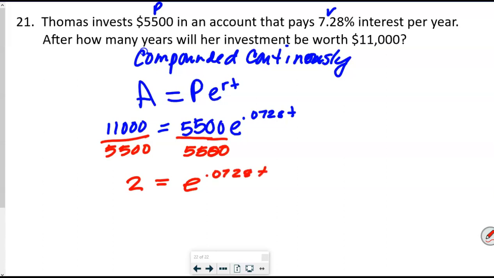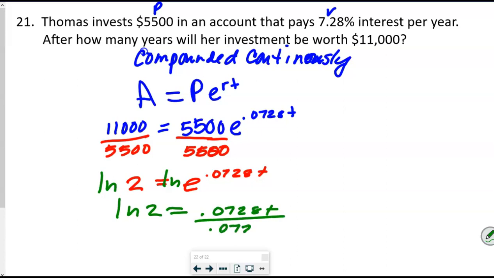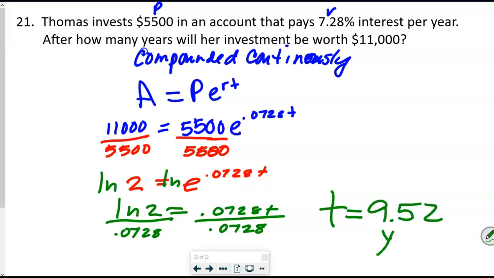How do we get rid of an e again, y'all? We do the ln, right? So we're going to have the ln of 2. ln of 2 is equal to 0.0728t. So again, what are we going to do? We're going to divide both sides by 0.0728. On your calculator, if you do the ln of 2 and divide it by 0.0728, t is going to equal 9.52 years again. Okay?